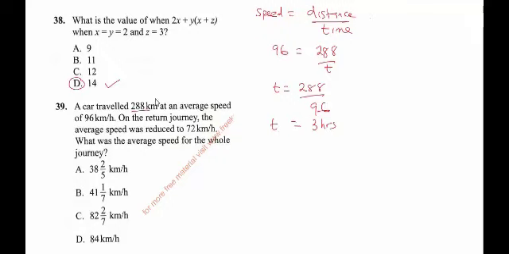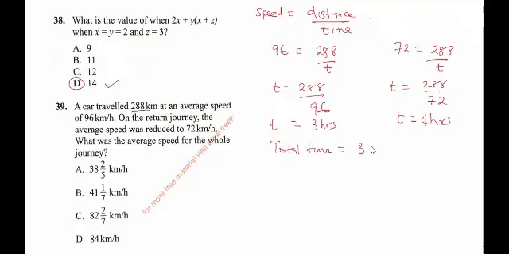Then, now it said on the return journey, the average speed was reduced to 72 km per hour. Now we'll still apply the same formula. So that's 72 will be, remember, return journey will still cover the same 288. So this will be 288 divided by t. So therefore, t will be 288 over 72. And when you do 288 divided by 72, you're going to get t as 4 hours. Now, the next thing you're going to do is you get your total time for the journey. Now, total time will be 3 plus 4, and that's going to give us 7 hours.